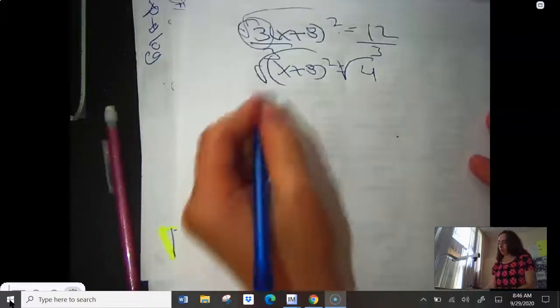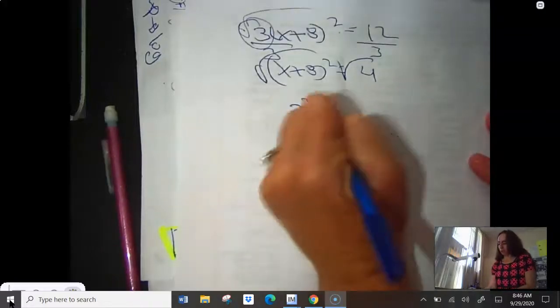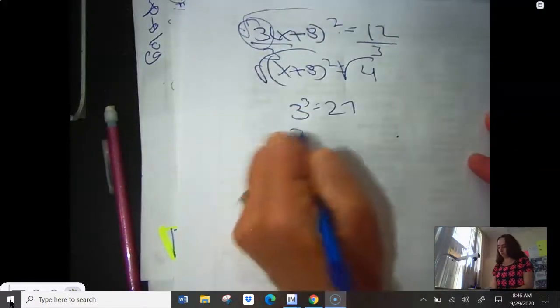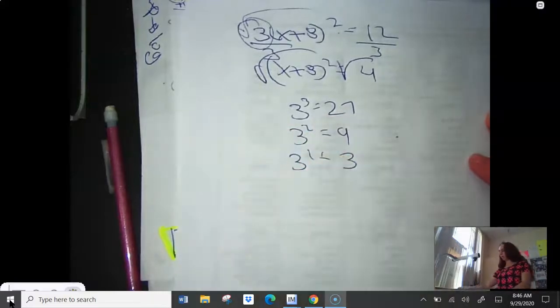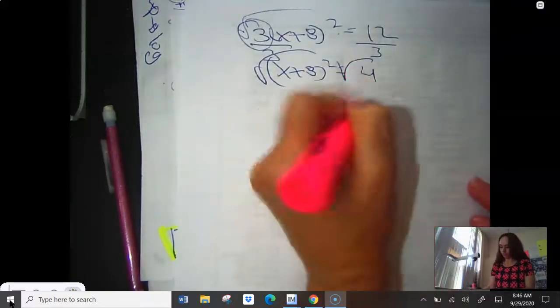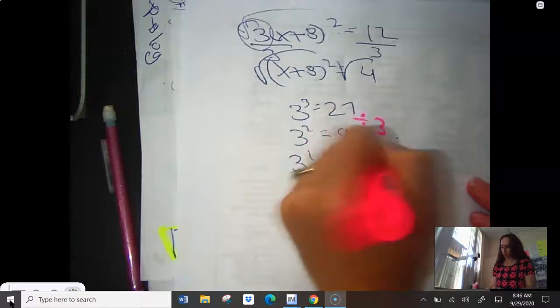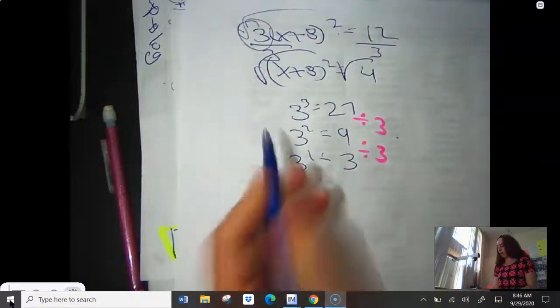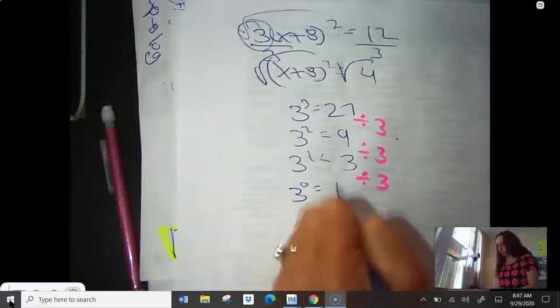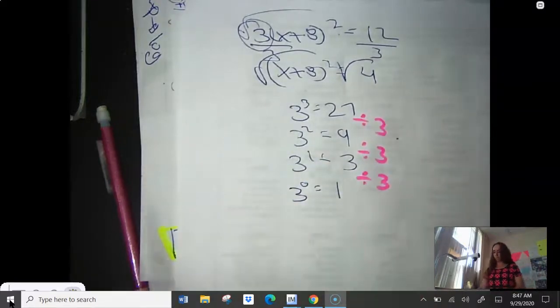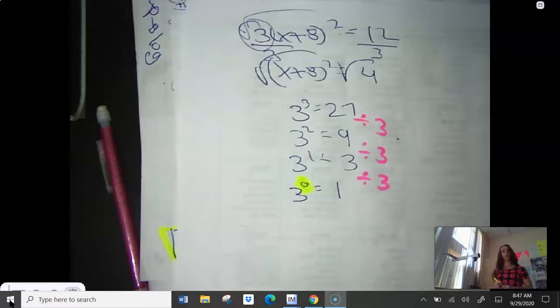And some of you go, what? Okay, let me give you an example. If I have 3 cubed, I bet you agree that's 27. 3 squared is 9. 3 to the first is 3. What's the pattern happening every single time? Divide by 3. So technically, I don't even have to figure it out. As long as I follow my pattern, 3 divided by 3 is 1. And hey, anything to the 0 power is 1.